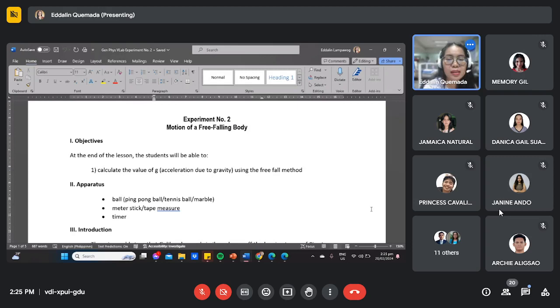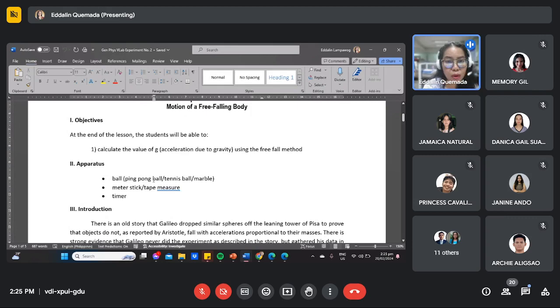Any type of ball, if you have a ping pong ball, that works. If you have a tennis ball or a marble, that can also be used. So, whichever is available at home, you can use it. And aside from that, you need a meter stick or tape measure and a timer.